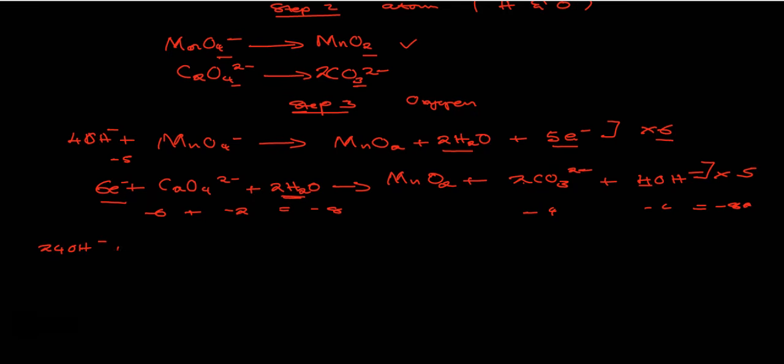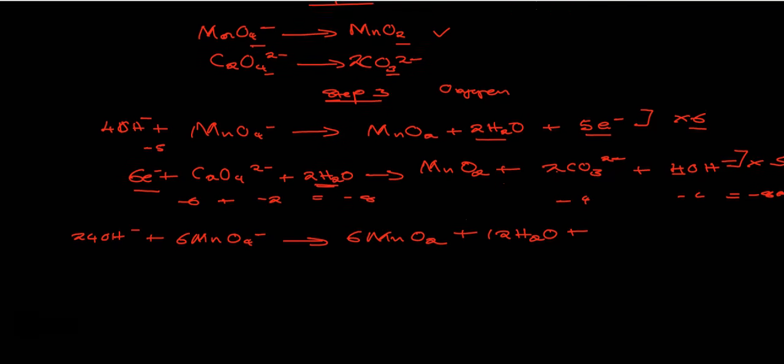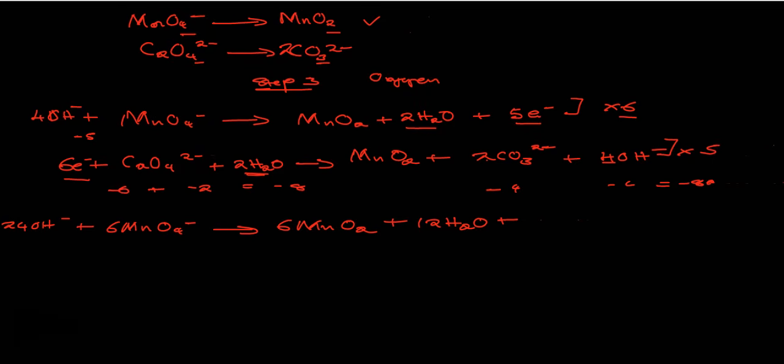hydroxide ion, then 6, to produce 6 also. 6 times 2, we have 12. Then 6 times 5, we have 30. Yeah, we have 30 now.